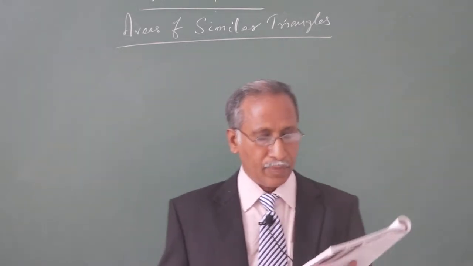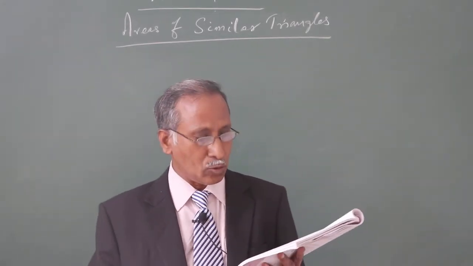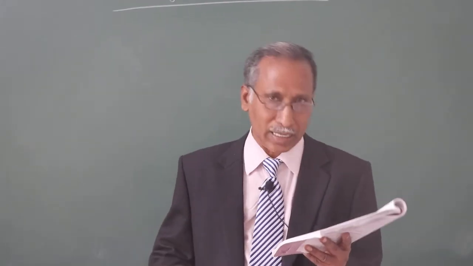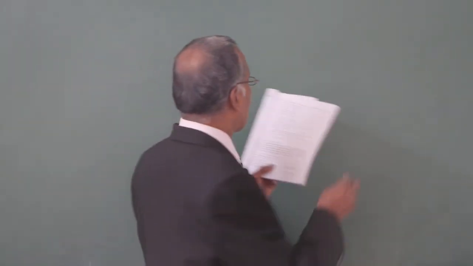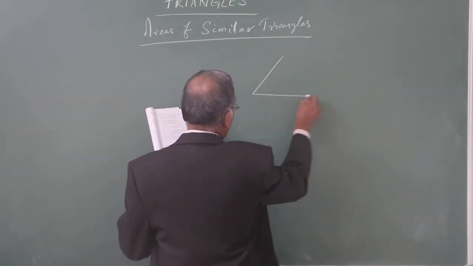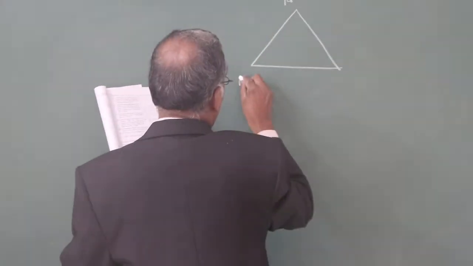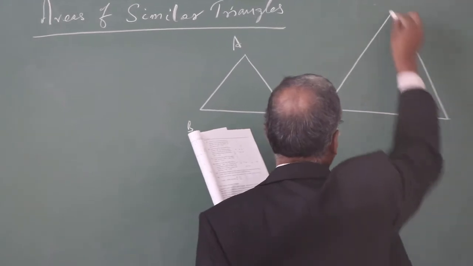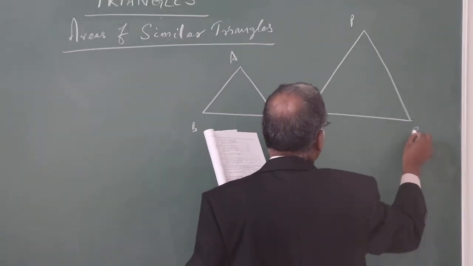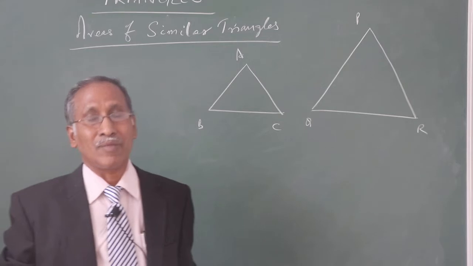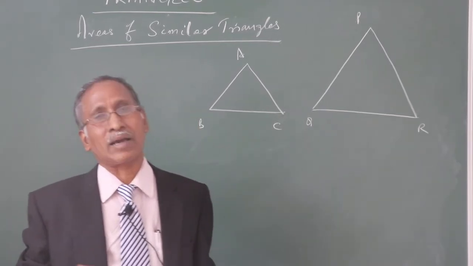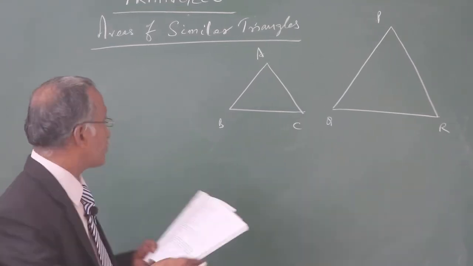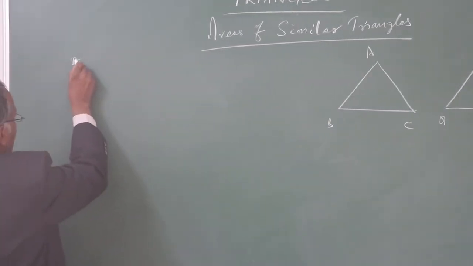Let me discuss here. The ratio of the areas of two similar triangles is equal to the square of the ratio of the corresponding sides. So they have given two similar triangles. Look at this now. ABC is one triangle. PQR is another triangle. They have given that these two triangles are similar. That means they are equiangular and the corresponding sides are said to be in the proportion, we know very well that. So, now, what is the data here for this theorem?